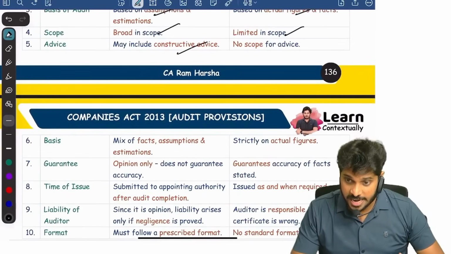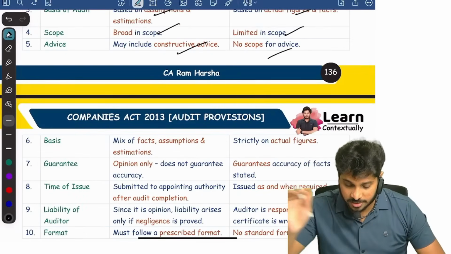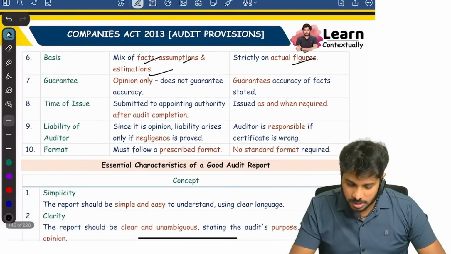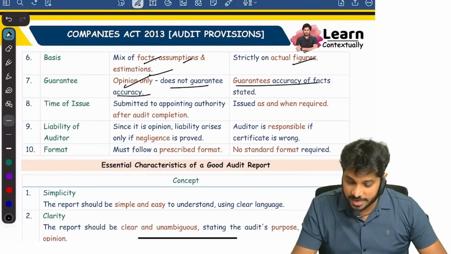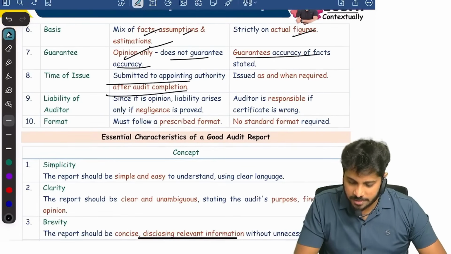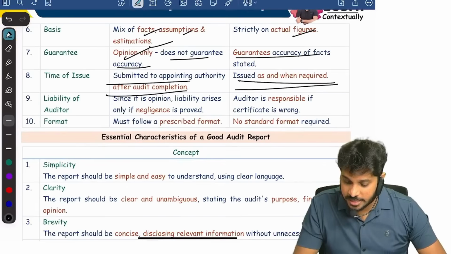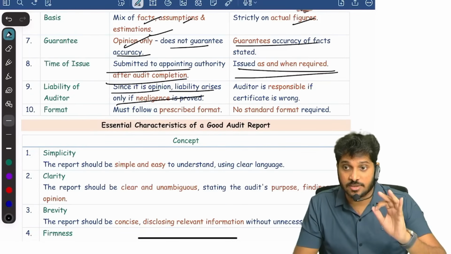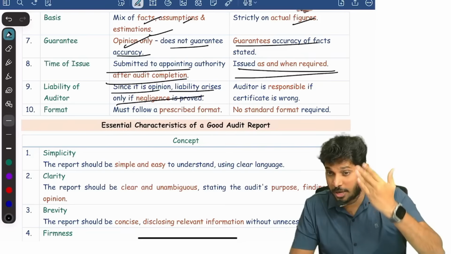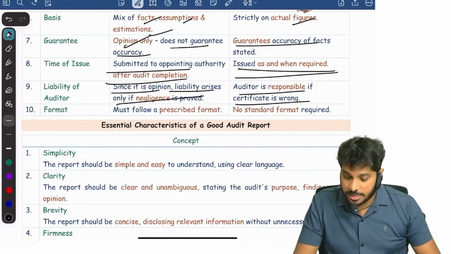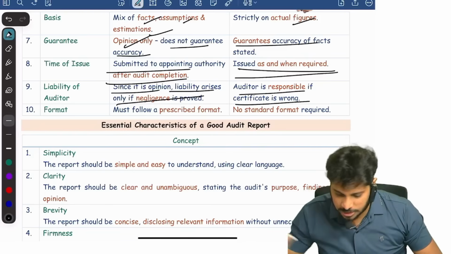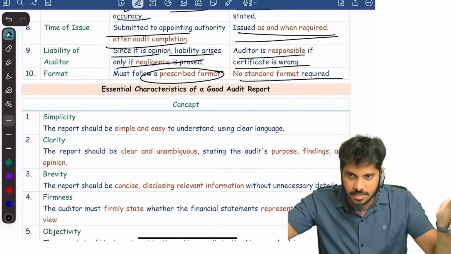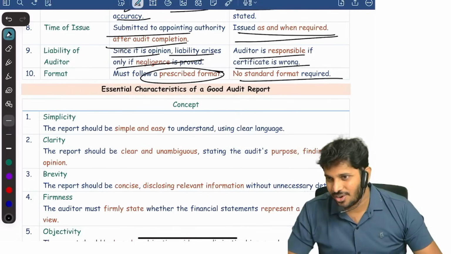Here we give an opinion, advice. Here there is no advice; you should state the fact. So an audit report is a mix of facts and assumption. A certificate is about actual figures. An audit report is only an opinion, not a guarantee. A certificate is a guarantee. Audit is conducted every year. A certificate is issued whenever it is required. Since it is an opinion, liability arises in case of negligence. If the audit opinion goes wrong, there is a possibility of liability, whereas if a certificate is wrong, the auditor is absolutely responsible. Clear? And there is a prescribed format for the audit report. For certificates, there is no fixed format. Depending upon the circumstances, the format will be decided. Clear? Next.